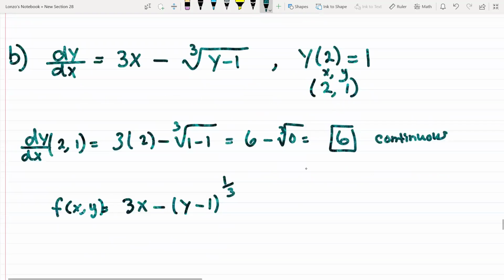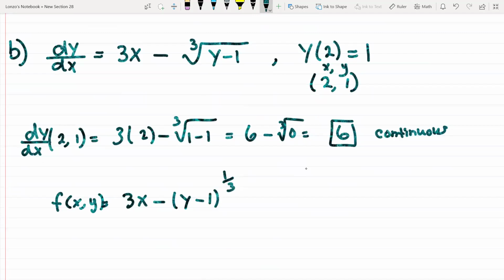Okay, so what I'm going to do is take the derivative. I'm basically taking the partial derivative with respect to y. So f of y. This 3x does not have a y, so you can ignore it, or you could think of it as a constant, and the derivative of a constant is 0.